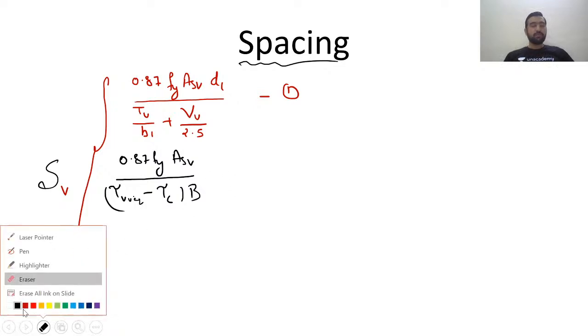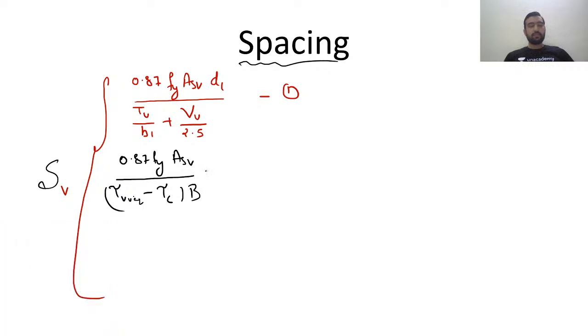Or it is 0.87 Fy ASV divided by 0.4 B. So any one you have to use. Okay.